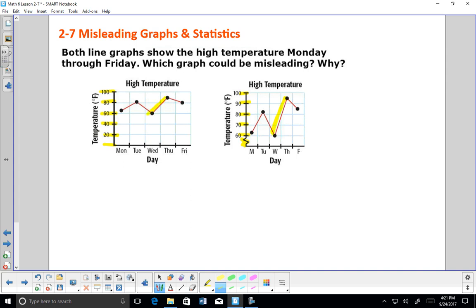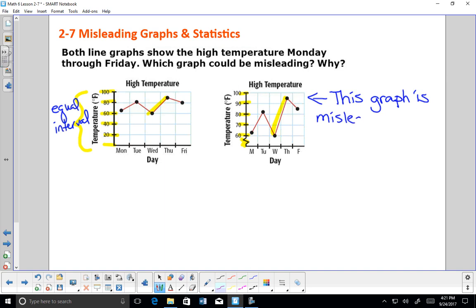Because these are equal intervals, the graph on the left is a much better graph than the graph on the right. The graph on the right is misleading because it leaves out some data. Since the axis doesn't start at 0, it gives the impression of a larger temperature change.